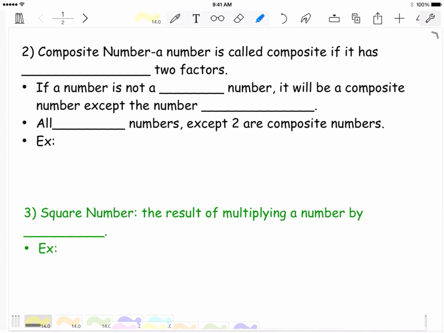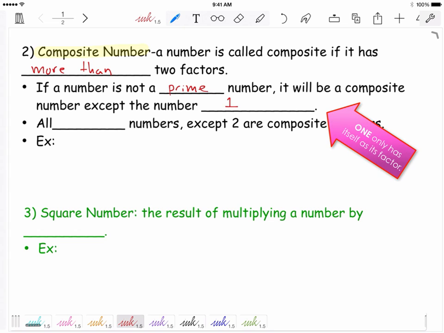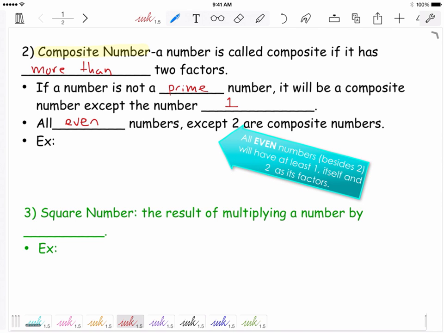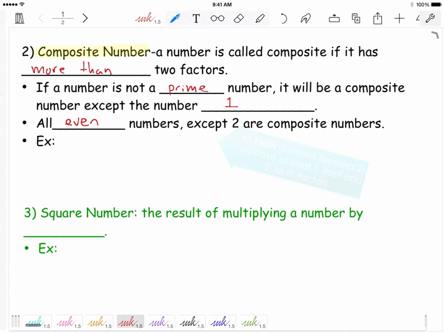The second word on this list is composite number. A number is called composite if it has more than 2 factors. Essentially, if a number is not a prime number, it will be a composite number, except the number 1 because 1 only has 1 factor. Also, all even numbers except 2 are composite numbers because all even numbers will have at least 3 factors: 1, itself, and 2 at least. Given all these facts, a composite number can be 10 because it has 1, 2, 5, and 10 as its factors.